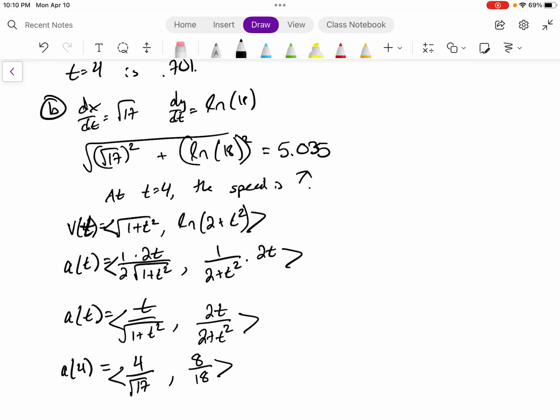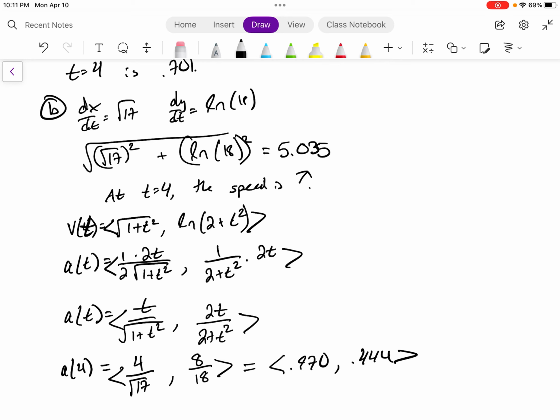So, right, you could put this in decimal form. I don't think you have to simplify either of these guys. You're probably good to go with this. If you wanted to put them into decimal form, it's 0.970, comma 0.444. Okay, again, 3 decimals. That's preferred. Done with part B. Okay.